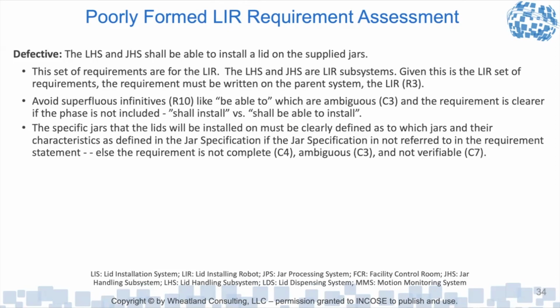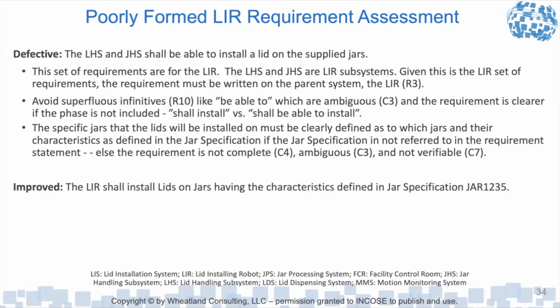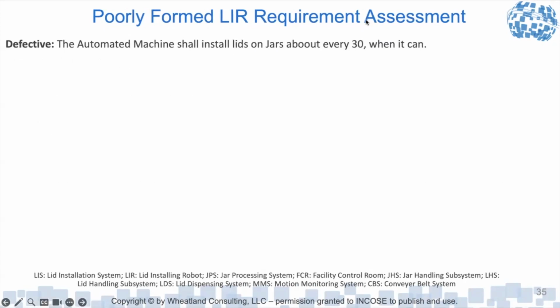The specific jars that the lids will be installed in must be clearly defined as to which jars and the characteristics as defined in the jar specification. If the jar specification is not referred to in the requirement statement, the requirement is not complete, it's ambiguous, and not verifiable. So an improved version, the LAR shall install lids on jars having the characteristics defined in jar specification jar 1235. Again, this requirement's purpose is to specify the characteristics of the jars on which the LAR is going to install lids.